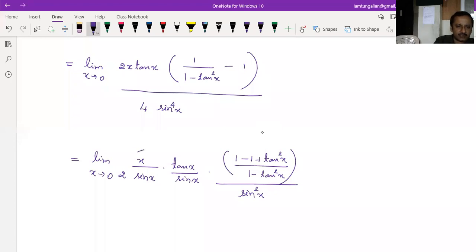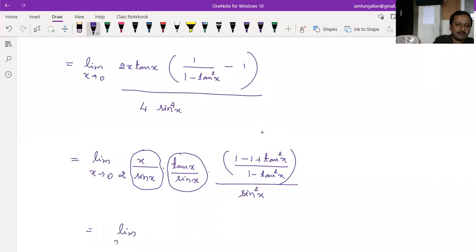Now, as x approaches 0, this x by sin x becomes 1. Tan x by sin x will also become 1. How? Tan x by x is 1, so multiply and divide by x here. Similarly, multiply and divide by x in the denominator. Sin x by x will be 1. X gets cancelled. So this 2 will give you 1.